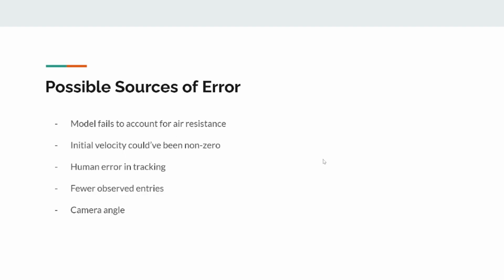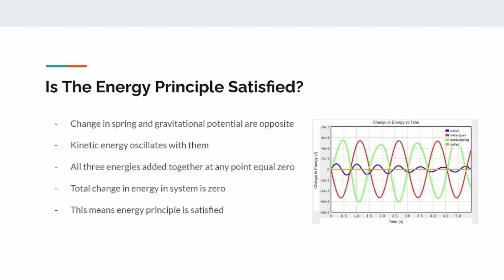We believe that a lot of the differences, however, could be explained through possible sources of error, which include things like the model failing to account for air resistance, or the initial velocity potentially being non-zero, or even just human error in the tracking, or fewer observed entries, or even just a camera angle error.